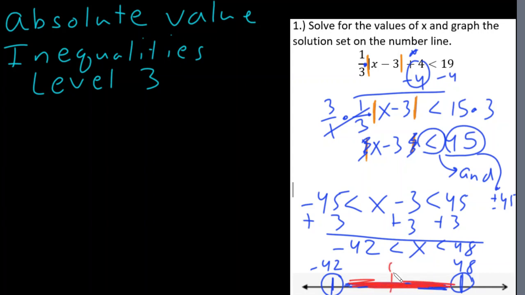You wanted to pick 0, that would be a solution. You want to pick 17, that would be a solution. You want to pick negative 38, that would be a solution. What are some things that would not be a solution? Well, we know that negative 42 is not a solution. We know that 48 is not a solution. Anything to the right of 48, we could say like 100, not a solution. Or even way over here, we could say like negative 50, not a solution.